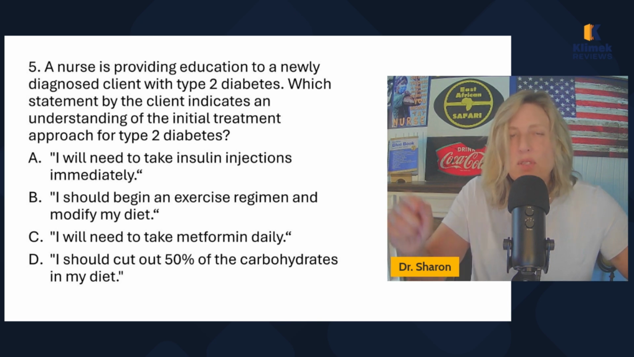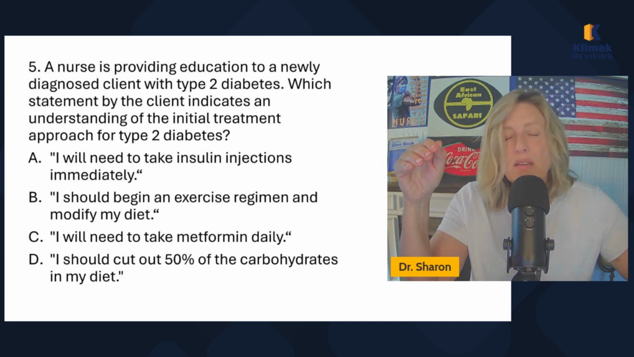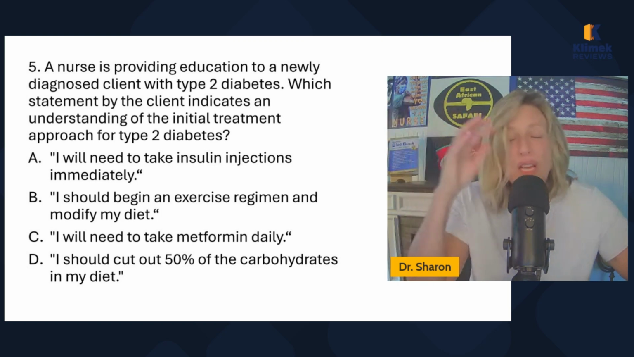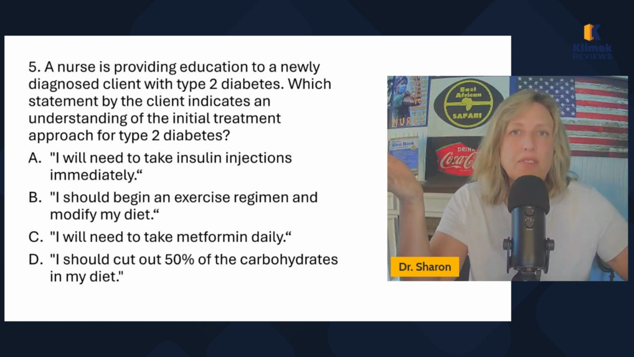All right, type 2 diabetes. The underlying problem with type 2 diabetes is insulin resistance. They do have insulin. Their pancreas is making insulin, but their problem is insulin resistance. So we don't start treatment by giving insulin. So we're going to cross off A. And we don't tell them to cut 50% of the carbohydrates out unless we know they're taking 50% more than they should be, right? We don't know enough to tell them that. So I'm going to cross off A and D.